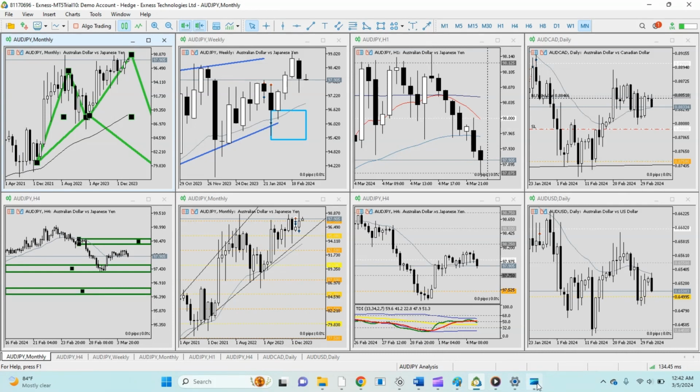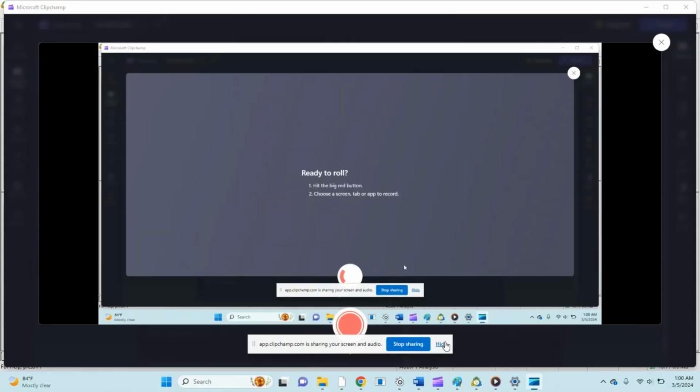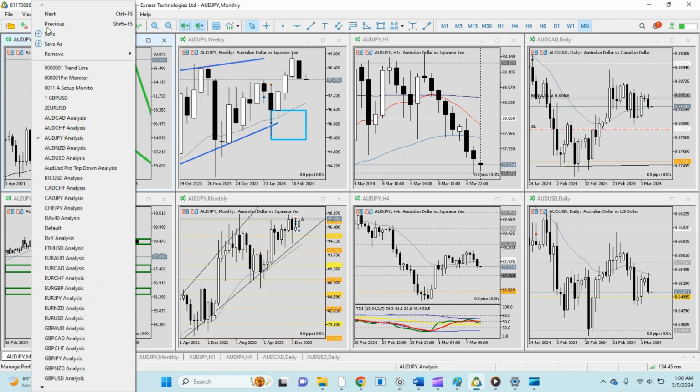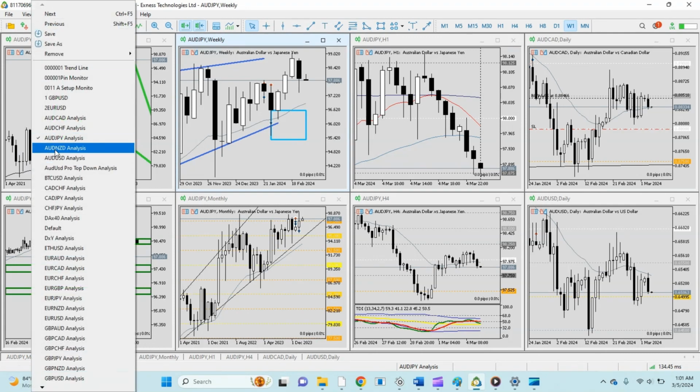I think the recording software is signaling that the time is up. So I will continue from where I stopped. So let's continue with the analysis. Have we done this Australian dollar JPY? I think I did that in the afternoon. Let's just skip to another one.